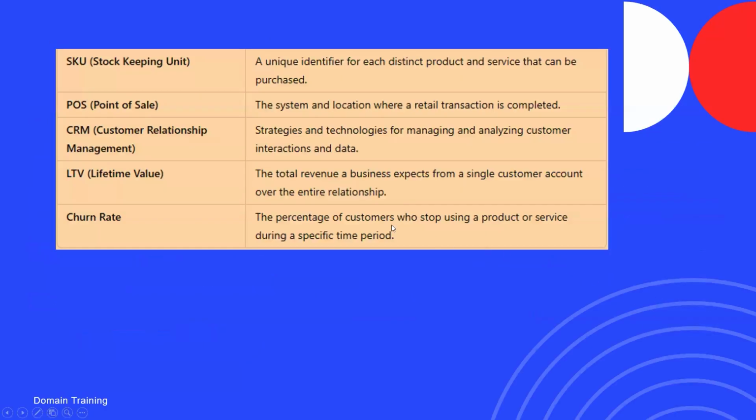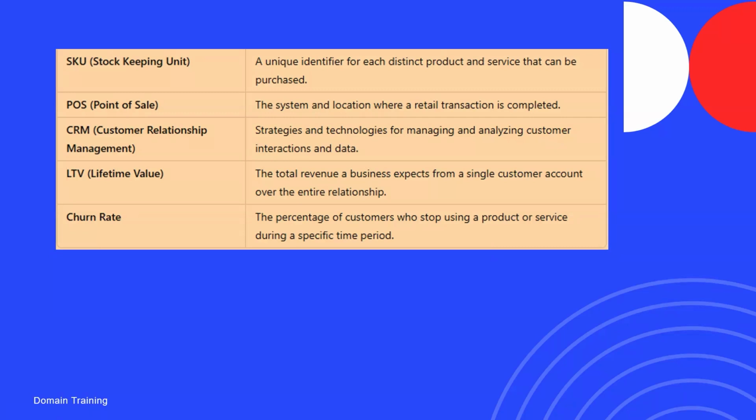So very important terms that you need to keep in mind are the SKU, as we already discussed; the point of sale, the system and location where a retail transaction is completed; CRM, strategies for managing and analyzing customer data and the interactions; and LTV, lifetime value, the total revenue a business expects from a single customer account over the entire relationship. So from one customer, how much does the business make?